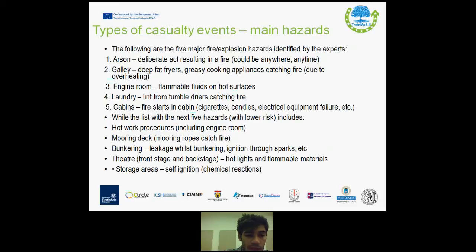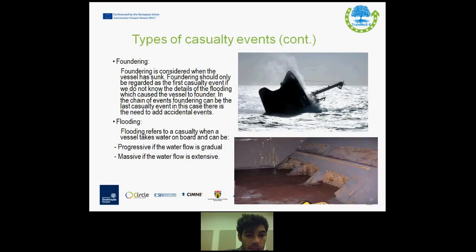Further on, we have the foundering casualty event, where foundering is considered when the vessel has sunk. Foundering should only be regarded as the first casualty event if we do not know the details of flooding which caused the vessel to founder. In the chain of events, foundering can be the last casualty event, and in this case there is the need to add accidental events. Finally, flooding.